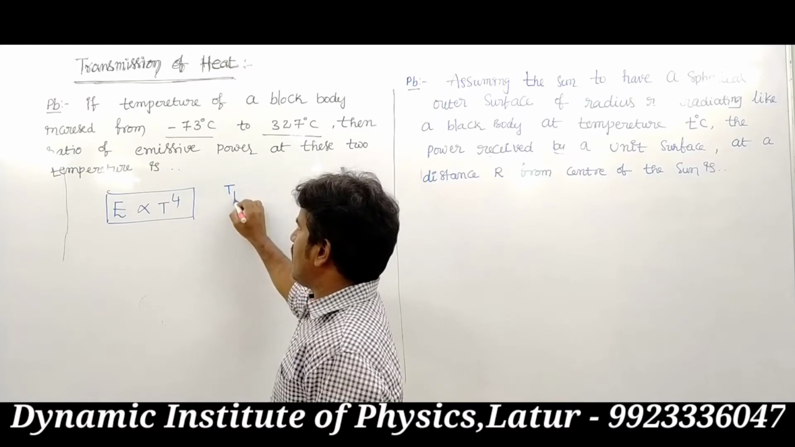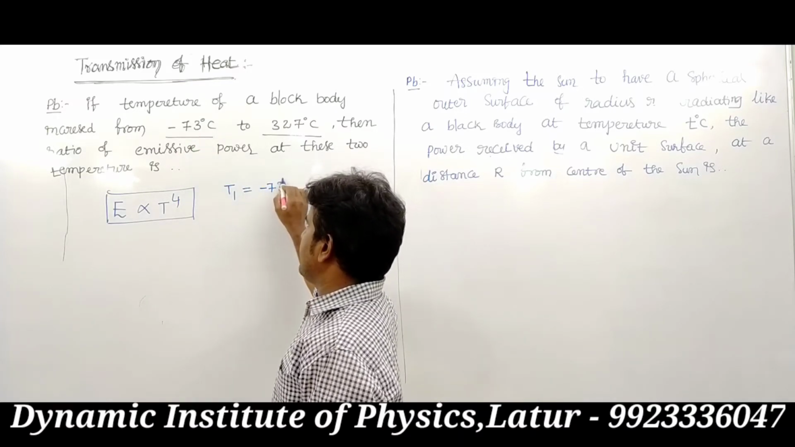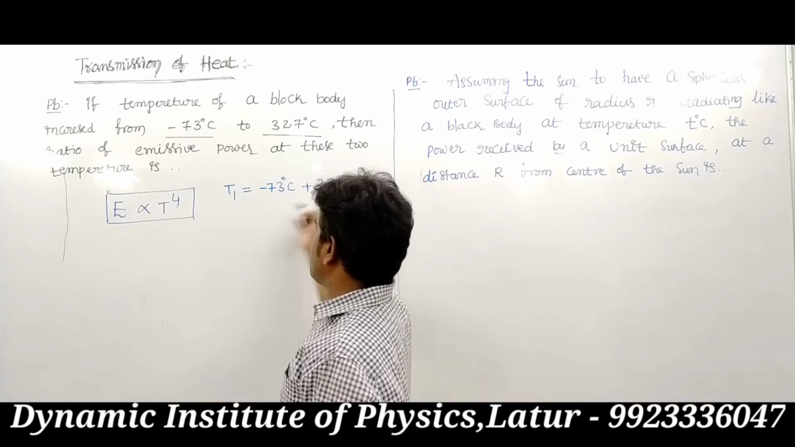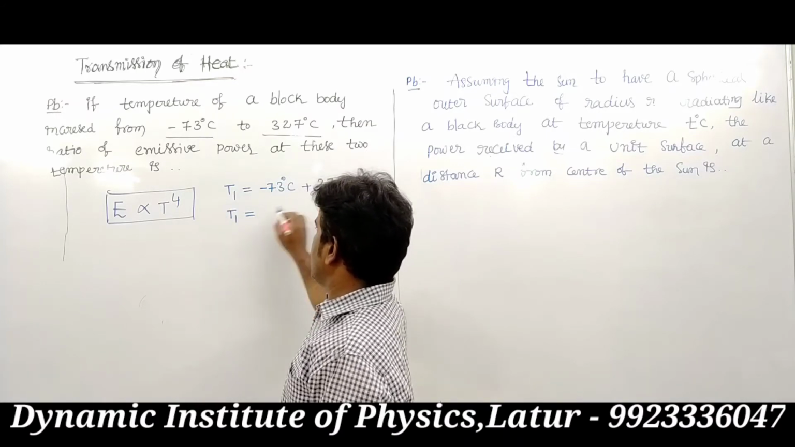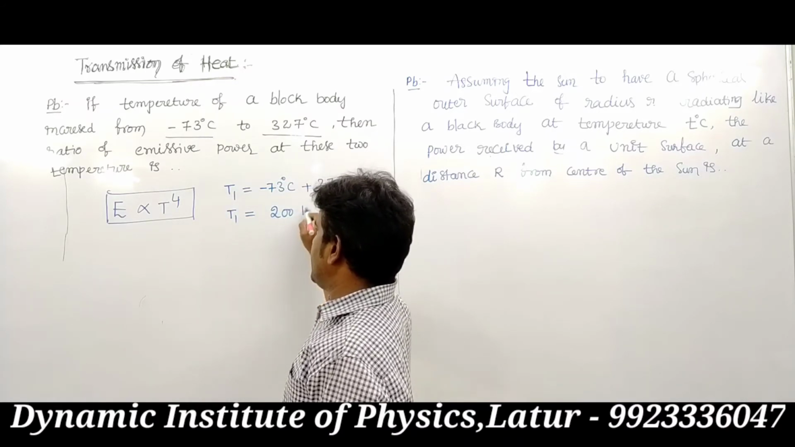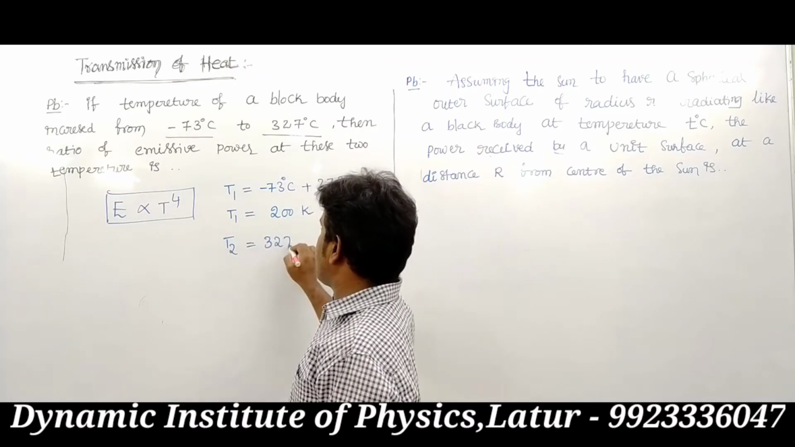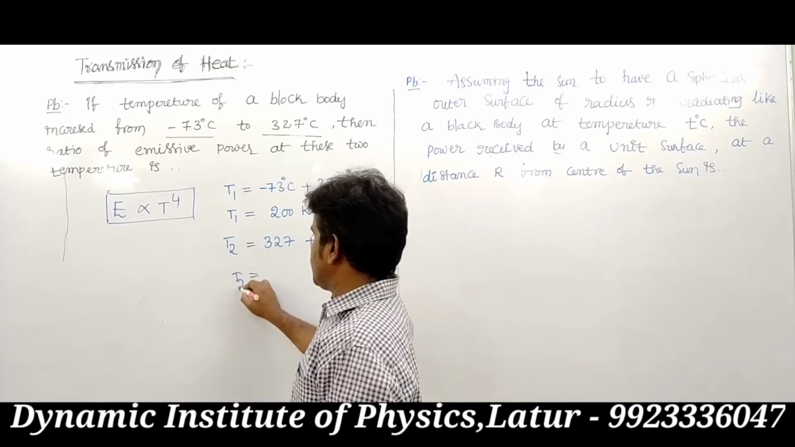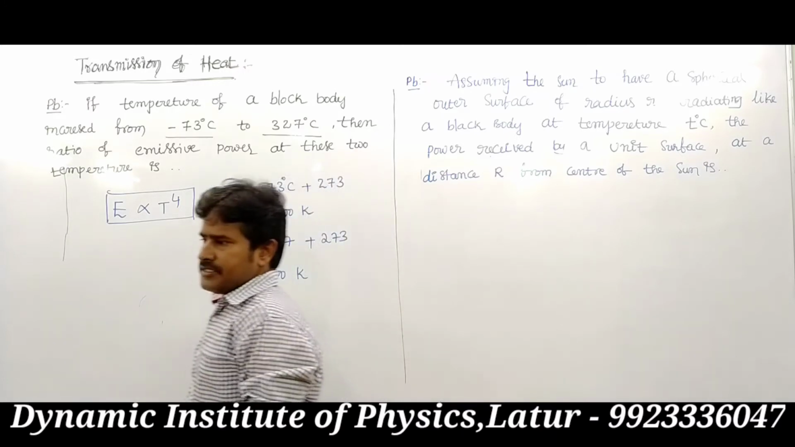The initial temperature is minus 73 degrees Celsius, converted into Kelvin by adding 273, so T1 equals 200 Kelvin. Again, T2 is 327 plus 273, so T2 equals 600 Kelvin. T1 and T2.